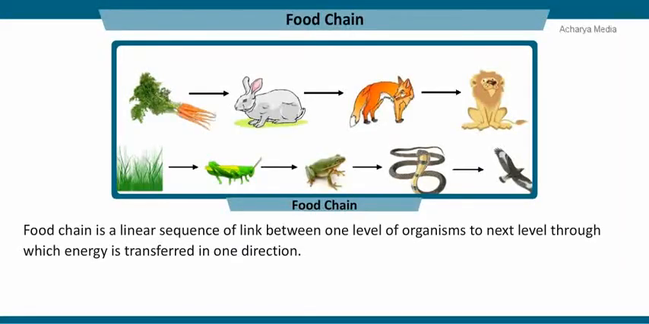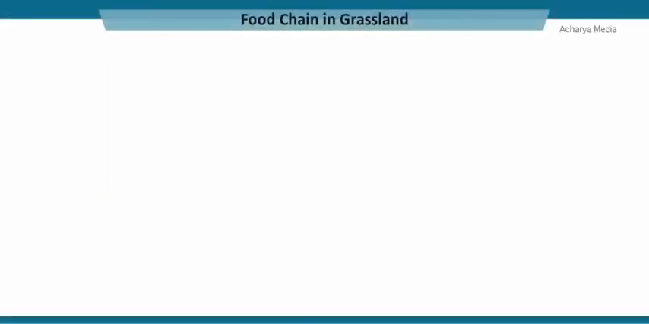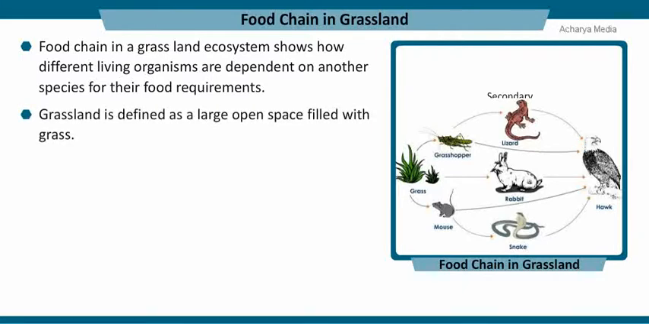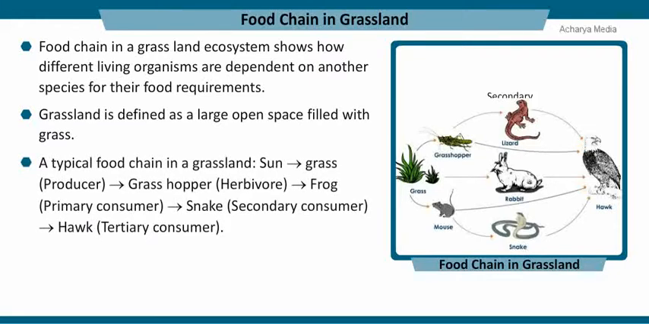Food chain is a linear sequence of links between one level of organisms to the next level through which energy is transferred in one direction. Food chain in a grassland ecosystem shows how different living organisms are dependent on another species for their food requirements. Grassland is defined as a large open space filled with grass. A typical food chain in a grassland shows that energy derived from the sun moves to grass in the name of photosynthesis, then to the grasshopper, then to the frog, who is a primary consumer, which in turn is eaten up by snakes, who is a secondary consumer, and then eaten up by a hawk.